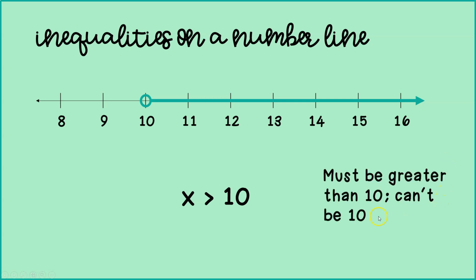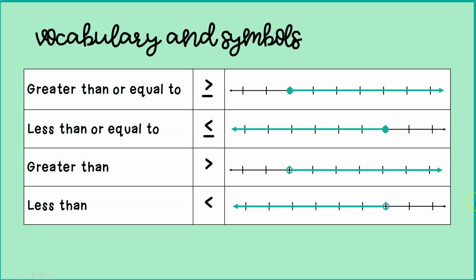In this situation, it has to be greater than 10 and it cannot be 10, which is why we've got that open circle there to indicate that that is omitted. This chart is very helpful to students when they are learning these terms. Pairing the words with the symbol with a sample number line filled in really helps to solidify that for them.